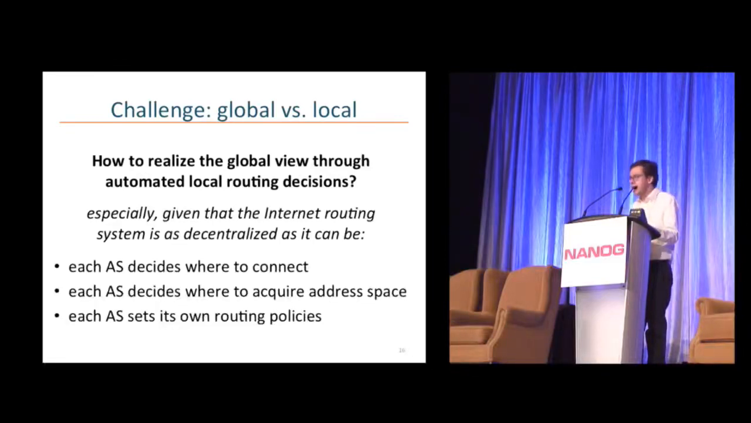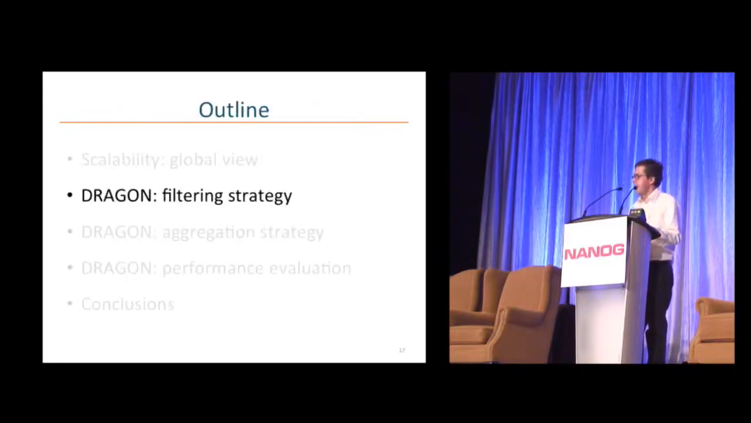And this is challenging, especially given that the internet routing system is as decentralized as it can be. Each AS decides where to connect, whether at an internet exchange point, whether or not to multi-home. Each AS decides where to acquire address space from, a regional or local registry or a provider, and each AS decides on its own routing policies, how to announce its address space, and how to treat the routes it receives from its neighbors. Okay? So DRAGON is our set of local procedures to realize that global view.